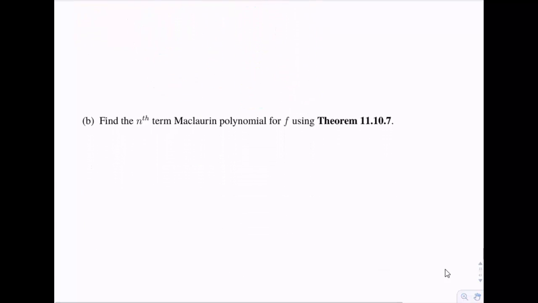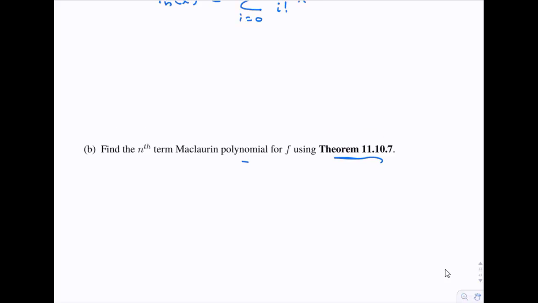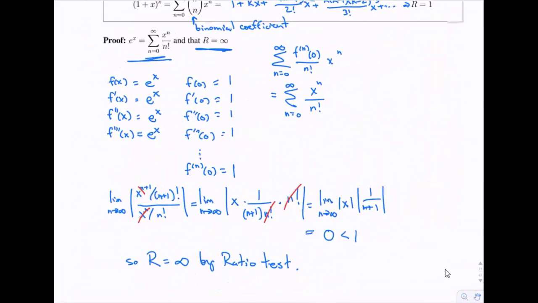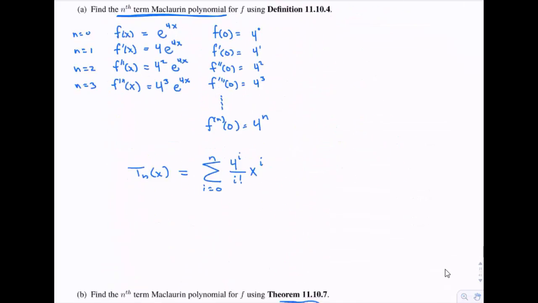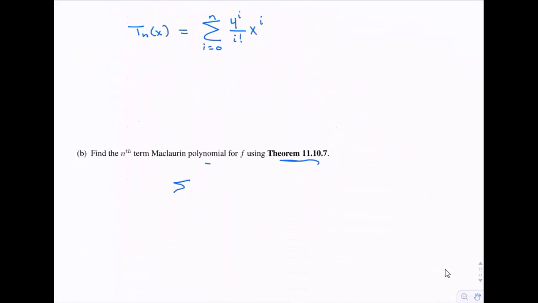Okay, moving on. I want to compare it to this method: find the nth term Maclaurin polynomial for f using a theorem. So our theorem here tells us what the Maclaurin series is for e to the x. We already know that e to the x is a sum from n equals 0 to infinity of x to the n over n factorial. So let's go ahead and try to use this. But now instead of x to the i, I'm going to use u to the i over i factorial. And we'll see why I do this here in just a second.